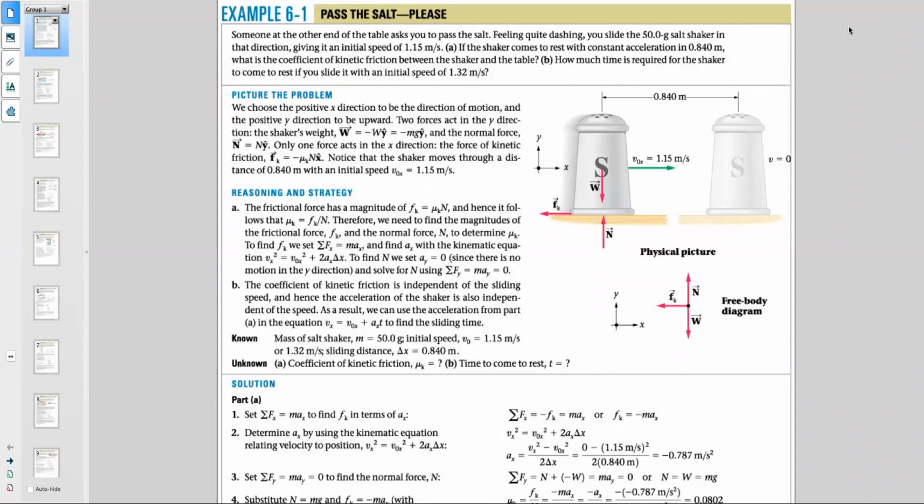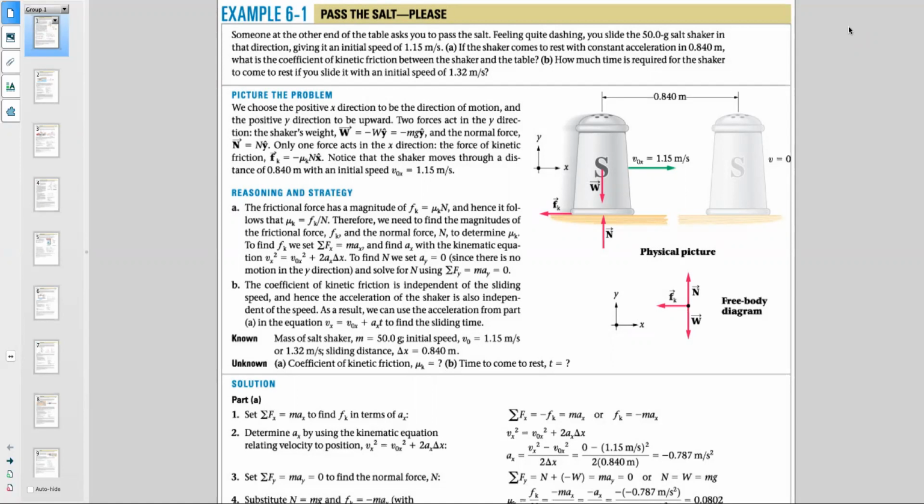Let's take a look at some of the examples in Chapter 6. So example 6.1, go ahead and pause the video, read the problem carefully, write down the information that the problem is giving to you, and then let's solve it together.